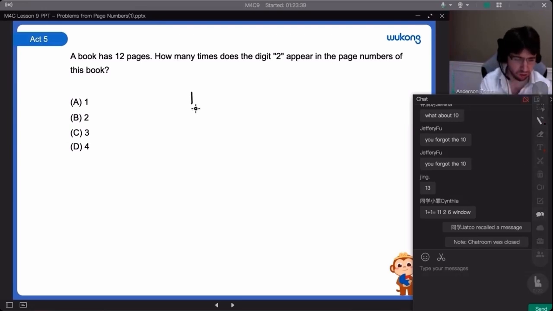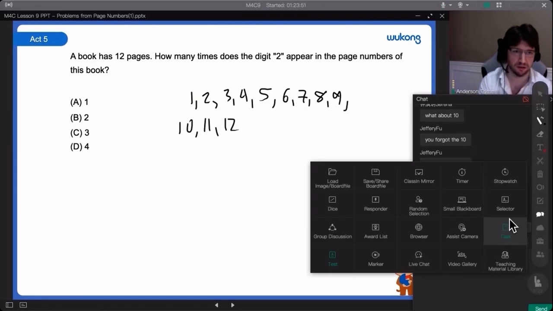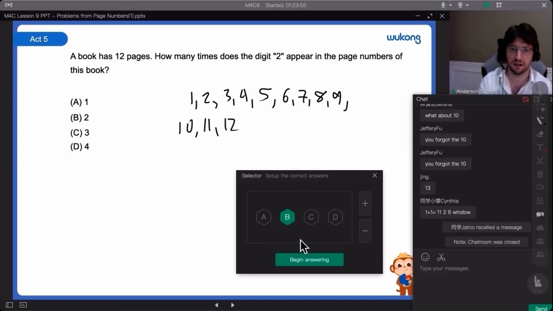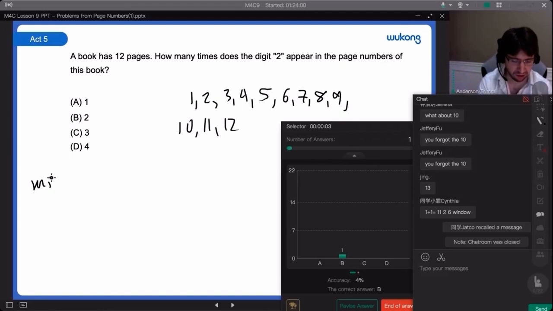So 1, 2, 3, 4, 5, 6, 7, 8, 9, and then 10, 11, 12. How many times does the digit 2 appear? So it's very simple. You just basically count here. But really you want to think about how many times in the units place, how many times in the tens place. Because if you have a lot of numbers, you're probably not going to list them all.